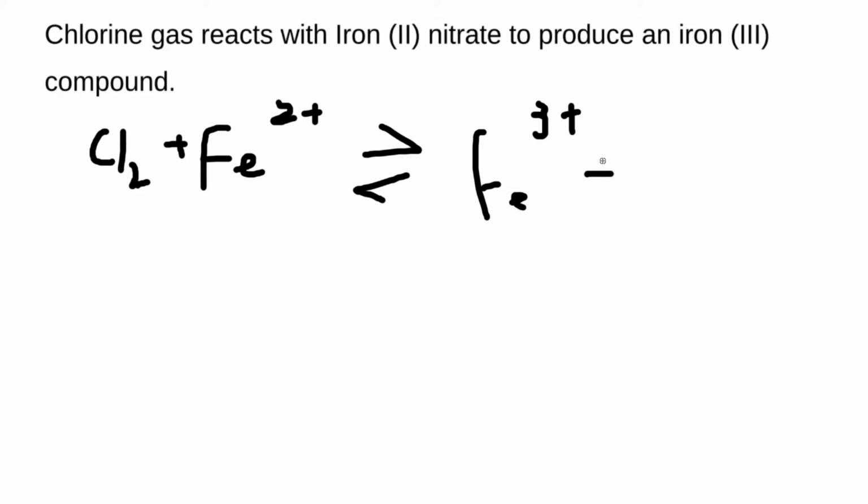So we can assume Cl2 becomes Cl minus. And we can balance this out a bit. We have 2 here. Since we have 1 more here, we put 2 here, 2 here. And yeah, that would be a balanced reaction. Now we can describe each of the reactants and products in this reaction.